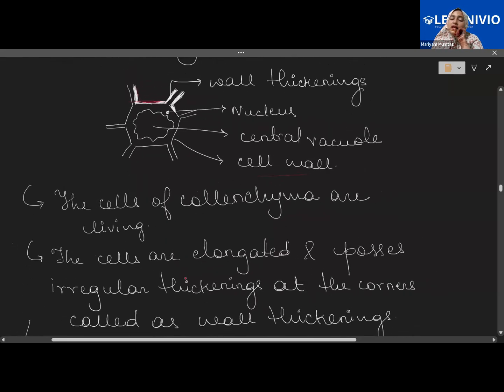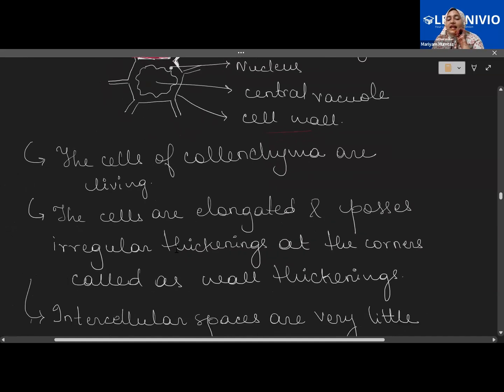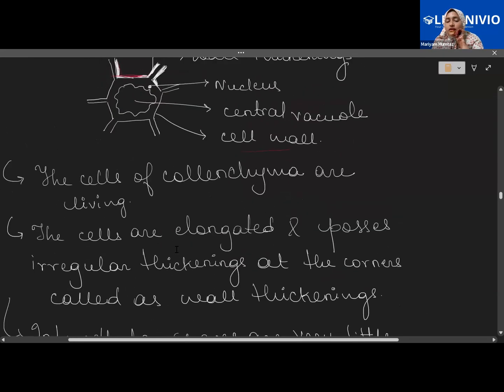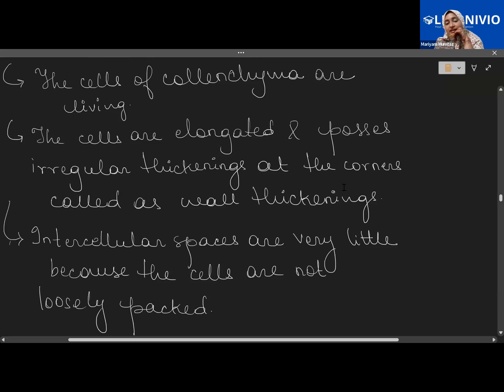Now the cells of the collenchyma, they are living cells, meaning again, no cells in this are dead. The cells are elongated and they have regular thickenings at the corner called the wall thickenings. So on their walls, they have a certain thick layer and we call it the wall thickenings. Now, intercellular spaces are very little because the cells are not loosely packed. So, in the case of collenchyma, the cells are situated close to each other, and because of that very reason, there are not enough intercellular spaces, meaning the space in between the two cells is very little.